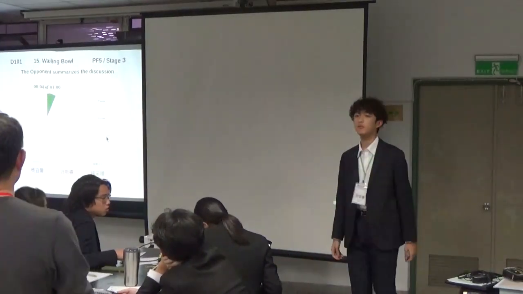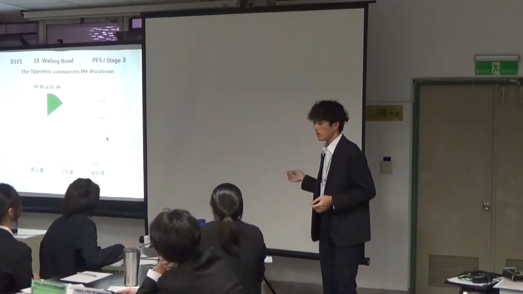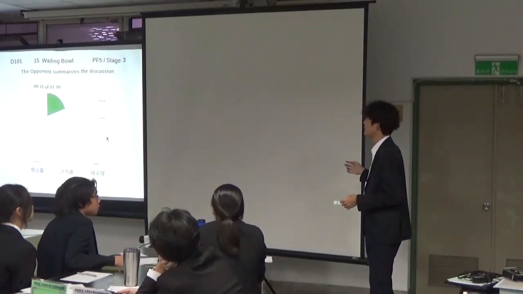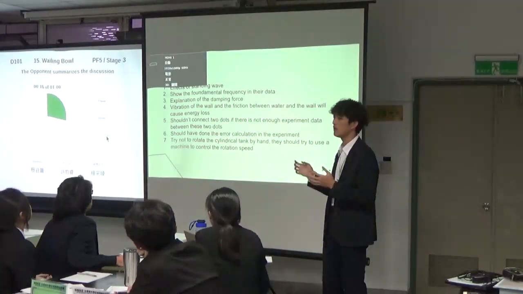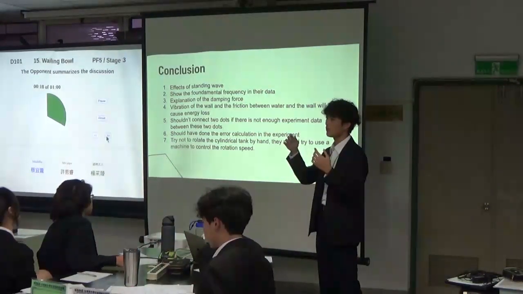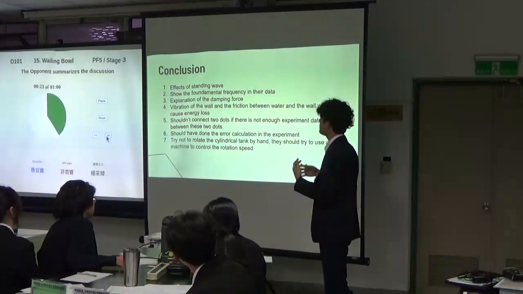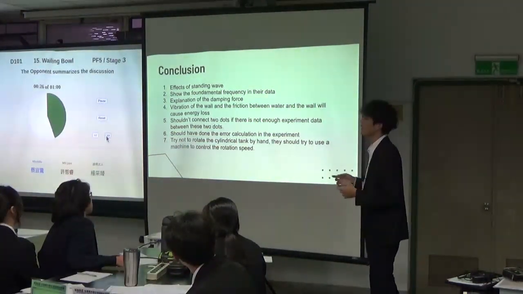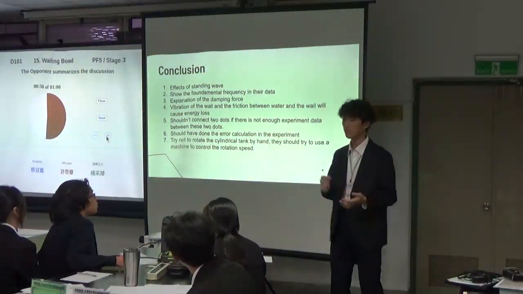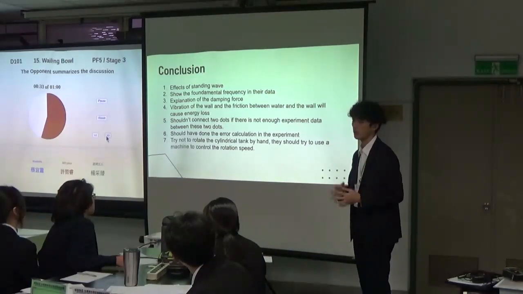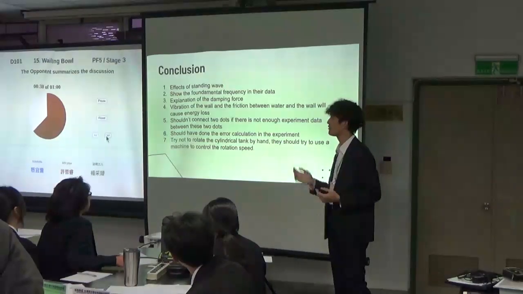Okay, this is a summary of the discussion of the whirling ball. First, we talk about the effects of the standing wave, since they talk about it in their theory. We think they should show more clearly which frequencies are the standing wave frequencies in their experiment. Also, the explanation of the damping force: we think the damping will also be caused by the friction and the vibration of the wall. They should find a damping coefficient in the theory to show that they are right, and they can calculate how much energy is lost in the vibration of the wall.